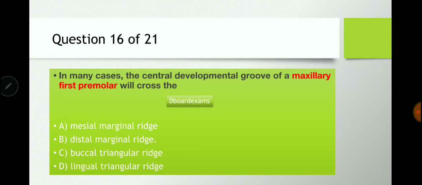Remember that they have a mesial concavity, and you also have the groove which extends onto the mesial concavity, so it crosses the marginal ridge onto the mesial concavity. All right. So here I already mentioned the answer. The answer is going to be the mesial marginal ridge. So A is the answer.